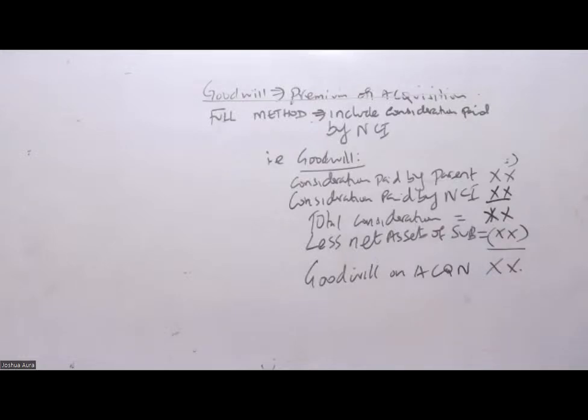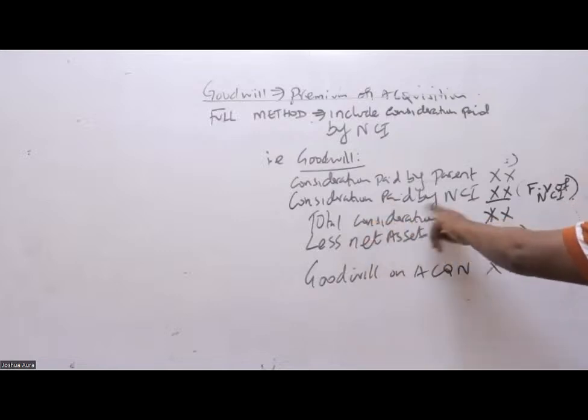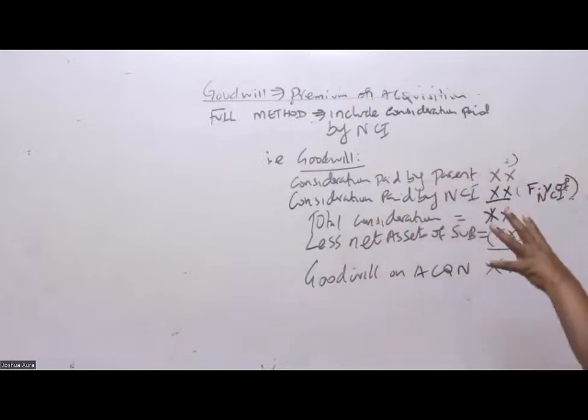So we start with the consideration paid by the parent. We add the consideration paid by NCI, and remember that this consideration paid by NCI is what we call the fair value of NCI. So whenever you see a calculation having consideration paid by NCI, know straight away that they want you to use the full method. Less net assets of the subsidiary. Very important.